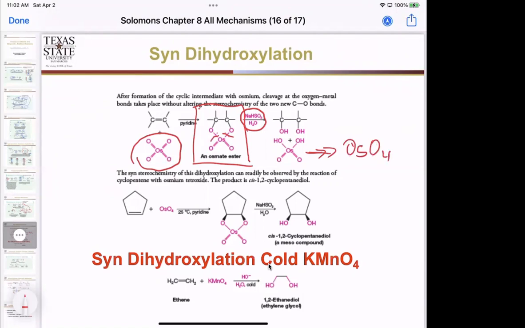So what we'll see here in all of our systems is that syn addition across there. So on rings, it'll be on the same side. On our alkenes, we now have free rotation, so we might want to look for where our stereocenters are.